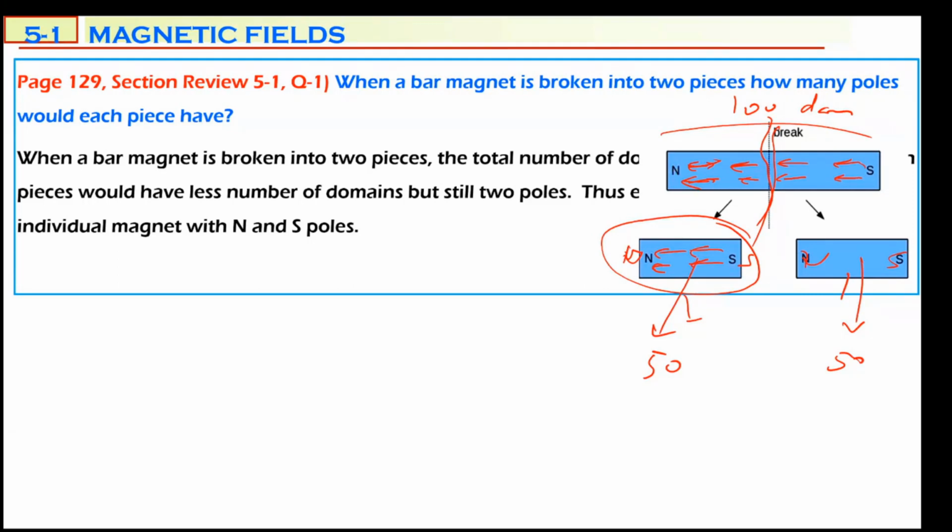Yes. That's why the number of domains in the same direction decreases, so the strength of the magnetic field of the magnet also decreases.